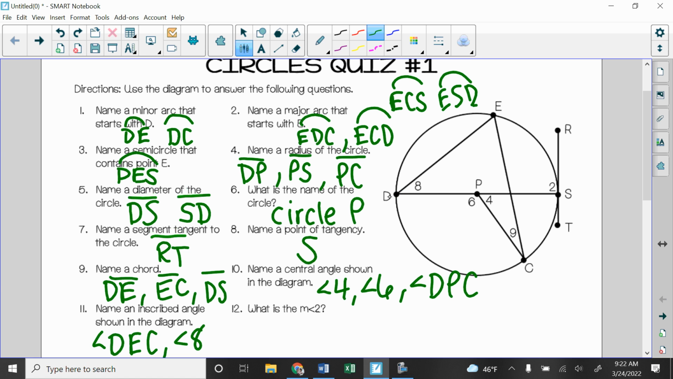Anything else about those? What's the measure of angle 2? 90. So this is a tangent. It's meeting a radius. That makes this 90 degrees. Questions on 1 through 12? Yes. Yeah.